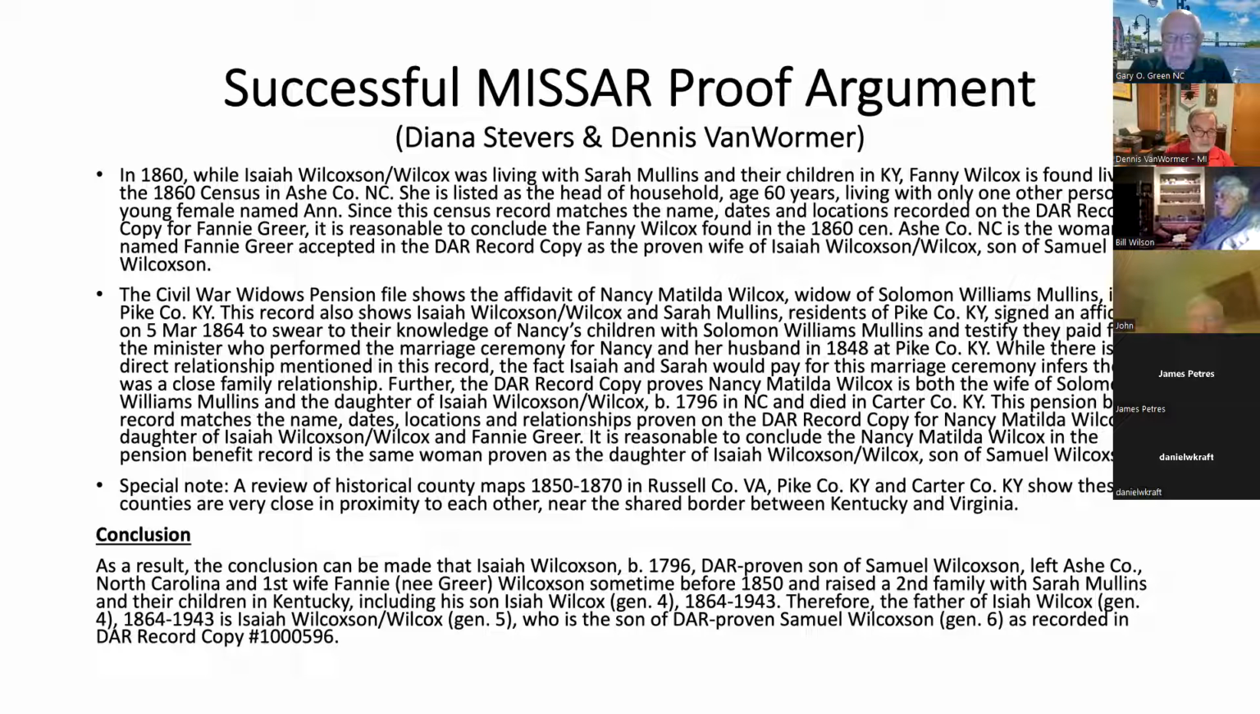Took us a while to sort that one out, because this was one where we had a lot of different documents, and we kept going around and around, and finally realized that this Civil War widow's pension file held the key to tying them together. So that turned out to be a very successful proof argument, and that application was approved.